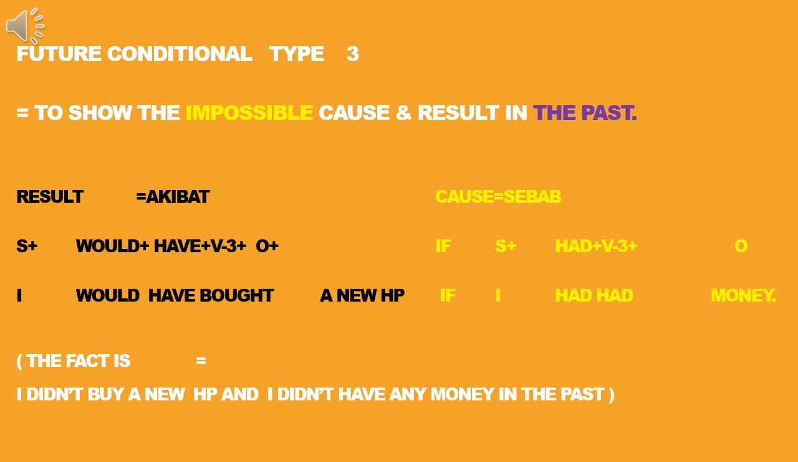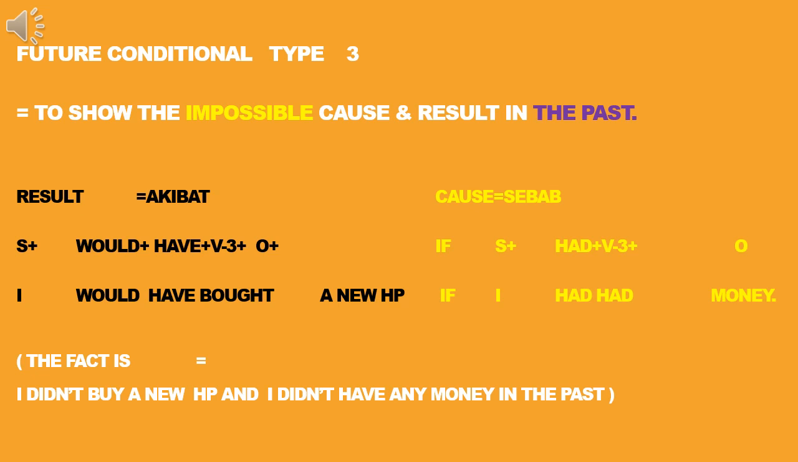We use perfect and past perfect. You see past perfect, had plus verb 3. This is a past perfect. And then this is a past perfect. And for the result we use past future perfect, would have verb 3. Once again, the cause penyebab jika saya telah punya uang di masa lalu. Akibatnya saya akan telah membeli sebuah handphone baru.